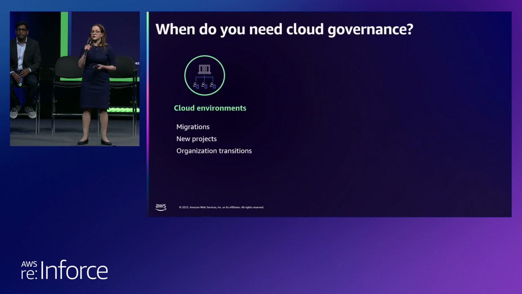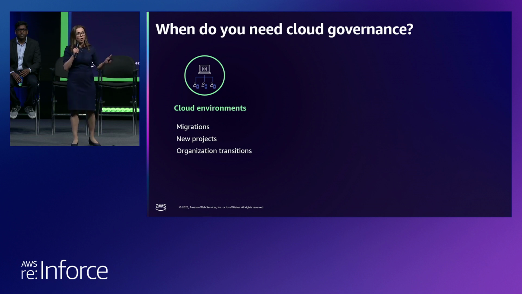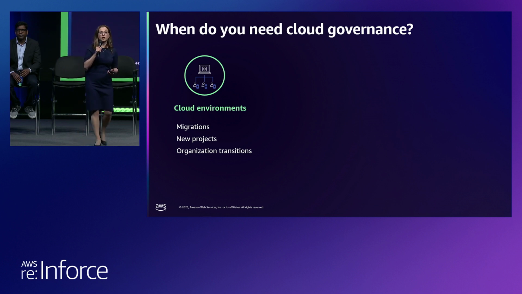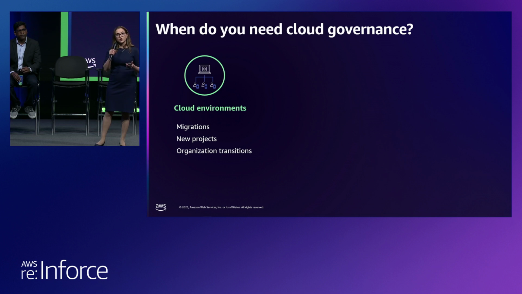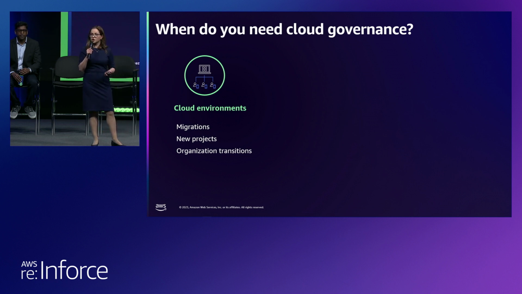So when do you need cloud governance? First, to set up your core foundation. When you are building a new house, you need to have your foundation, your walls, and your doors that lock to make sure you're safe. So that's the cloud environment for your migrations, for your new projects, for organization transitions such as mergers or acquisitions. And that's when you set up your account structure, your account strategy. You also harden your accounts with security controls and networking controls in place. In AWS, we have different services, for example, AWS Organizations and Control Tower, to help you set up your cloud environments.